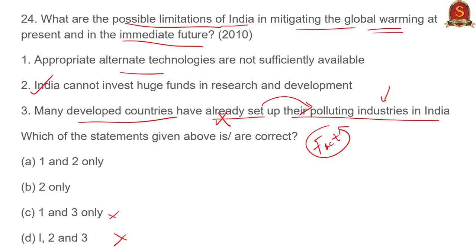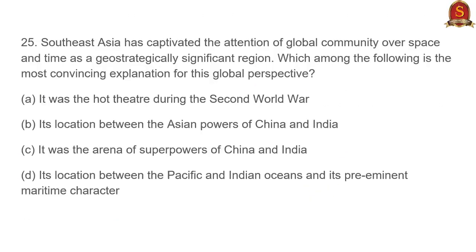Concern yourself with statement 1. Appropriate alternate technologies are not sufficiently available. It is true even today, like cost-effective technologies for mitigating global warming is still not available. So the answer is A. So again, it is primarily a reasoning question, not a geography question. Moving to 25, again reasoning.